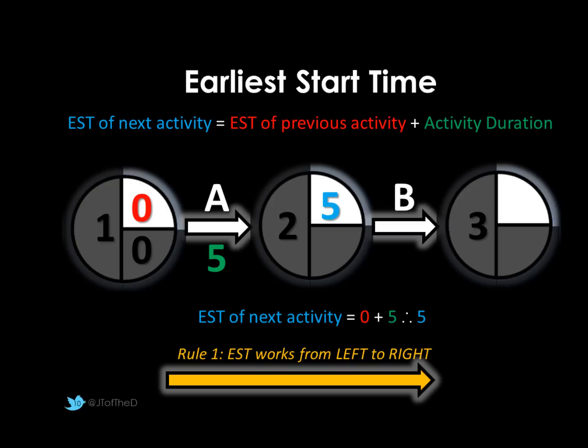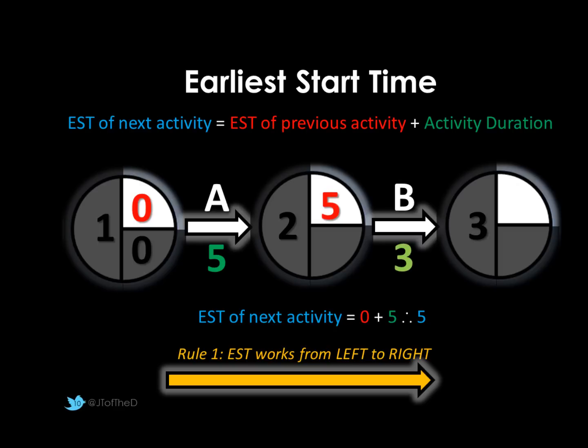So to work out the earliest start time of the next activity, so for node 2, where we'd work out our earliest start time for task B, we take the earliest start time of the previous activity and then we add the activity duration. So if you have a look at the diagram, 0, shown in red, plus 5 equals 5, which is shown in blue. So the earliest time we can start activity B would be after 5 minutes in this example. We can see this, we need to get A done first, which takes 5 minutes.